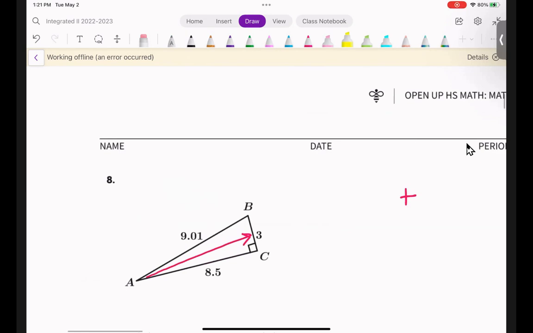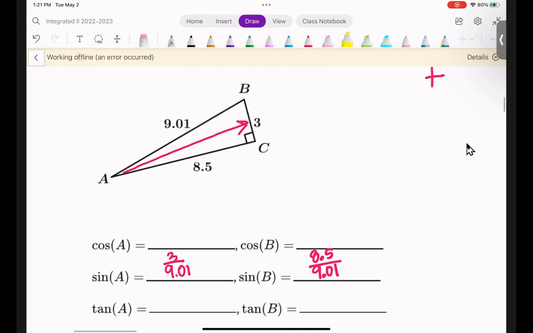Okay, you're going to try. So you do cosine of A and cosine of B.